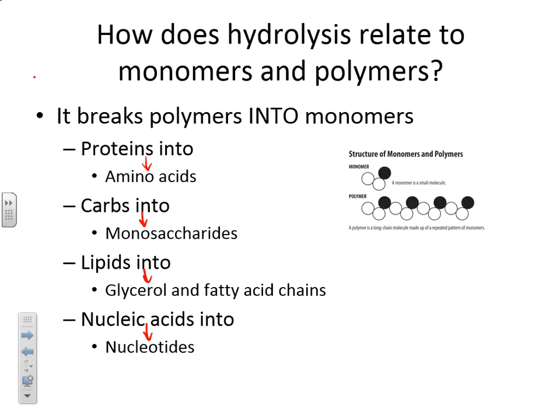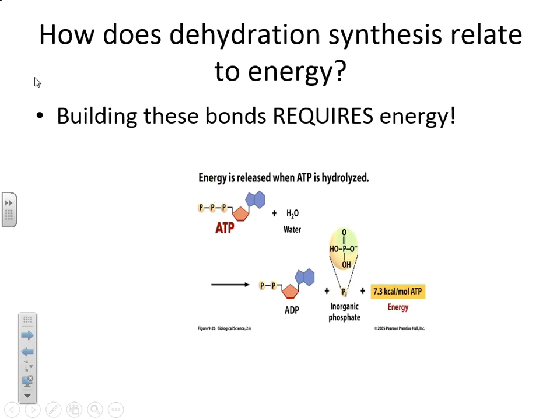And then using dehydration synthesis, you can do the opposite. So using dehydration synthesis, I could put amino acids together into proteins. Using dehydration synthesis, I can put monosaccharides together into a more complex carbohydrate like starch. Using dehydration synthesis, I can combine glycerol and fatty acid chains into phospholipid molecules. Using dehydration synthesis, I can combine nucleotides into nucleic acids. So that's how we combine those molecules. All right. So building these bonds requires energy. So we would need to use ATP to create molecules.